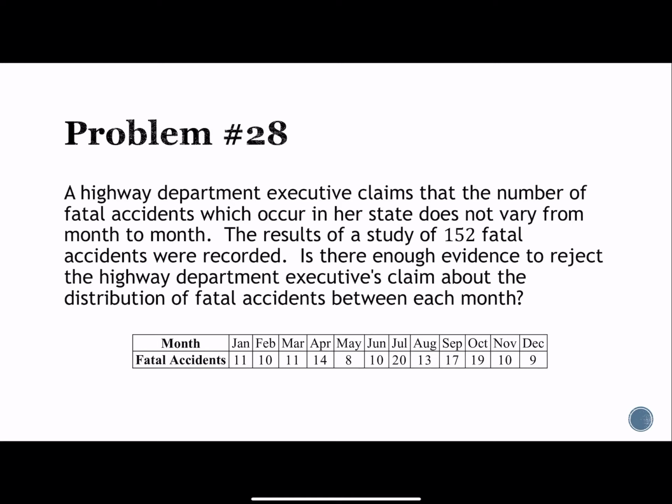And to further understand this, we're given a frequency distribution, and look what she's saying. We're saying that the executive claims that the fatal accidents which occur in her state does not vary from month to month. So that idea of variation comes to us from the 10.6 test for goodness of fit. So that's what this test is, chi-square.